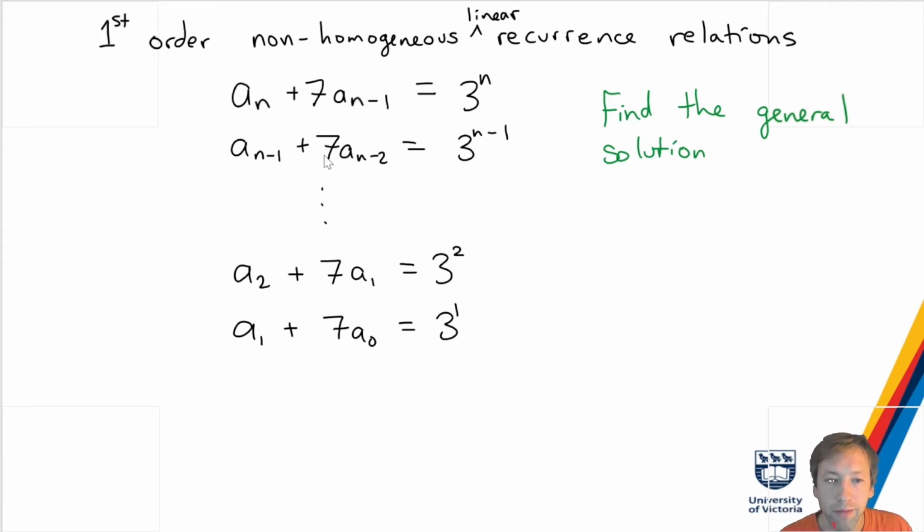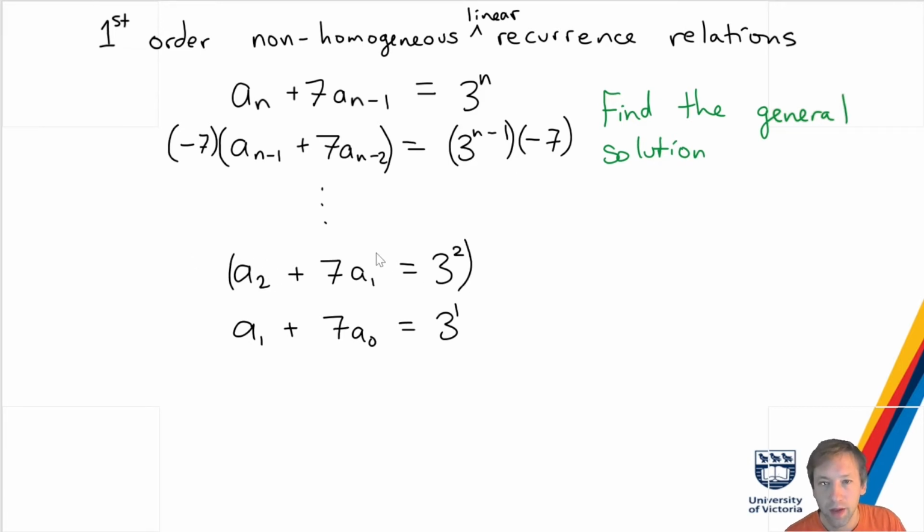Okay, so I've written all this stuff down, although this isn't very useful at this point because if I sum this up, it's not going to cancel. So what I want to do is take each line and multiply it by something. So the first line I multiply by negative 7. That's because I want my 7 an minus 1 from the previous line to cancel with the an minus 1 on the next line. And to do that, I need to multiply by negative 7. And of course, what you do to one side of the equality, you have to do to the other side. So I multiply by negative 7. Basically, each term will be multiplied by an appropriate power of negative 7.